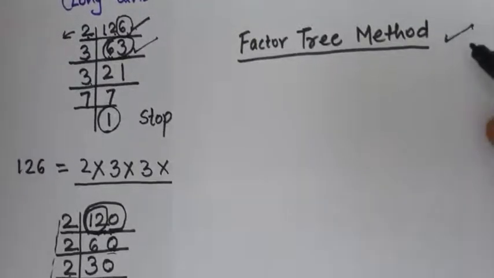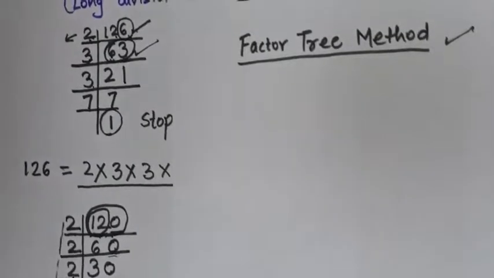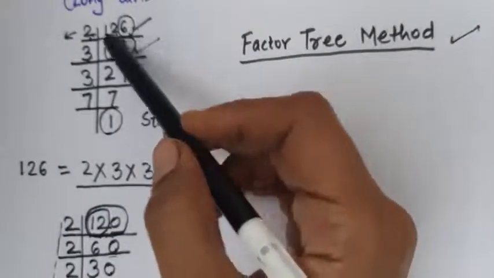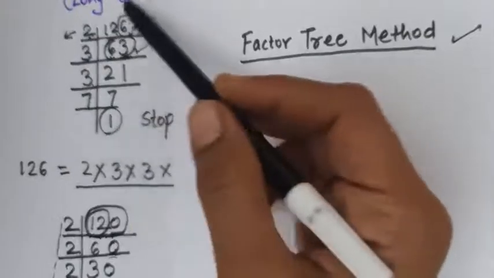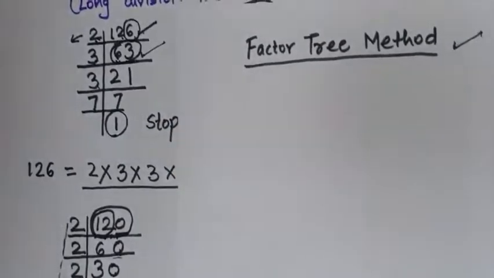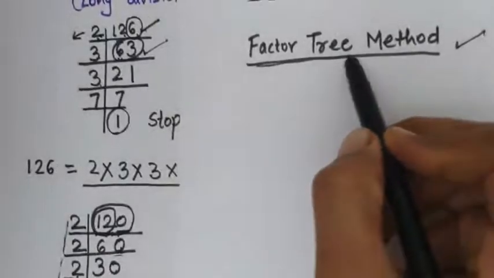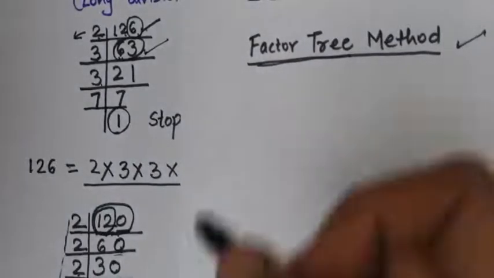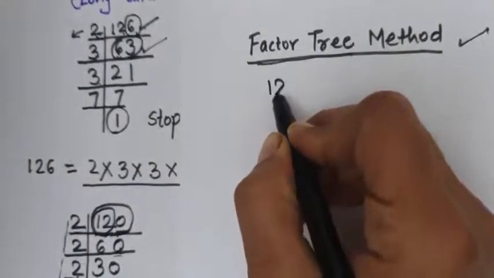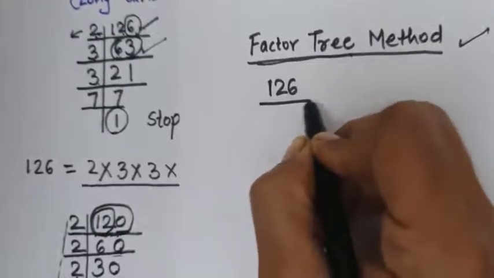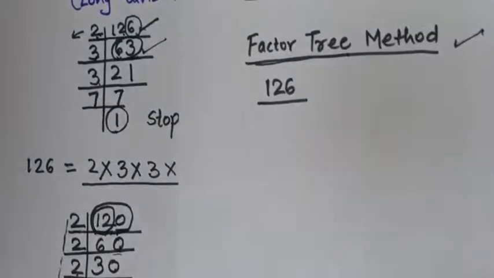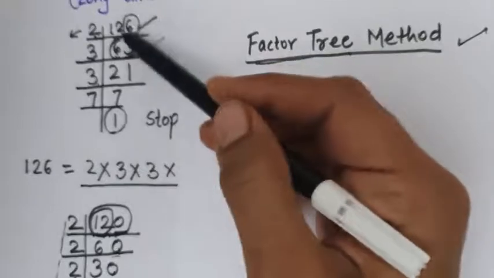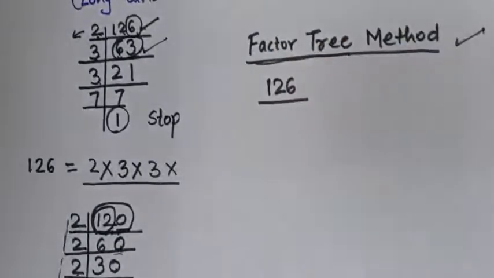As I have told you earlier also, for factor tree method, if you do the factorization by long division method, it will be easy for you to draw the factor tree. Rather than it will be your revision also. Now, suppose we have to draw the factor tree of 126. We have right now discussed the prime factorization of 126. Now let us start.